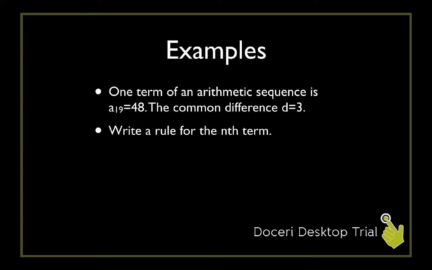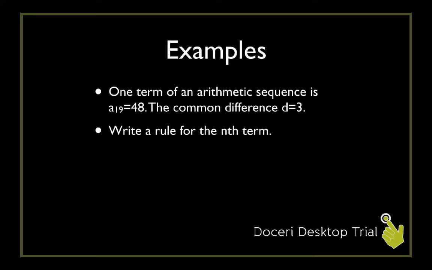So one term of an arithmetic sequence is a sub 19 equals 48. The common difference is d equals 3. So what I want to do is write a rule for the nth term. Notice that I said I need two things: I need the first term and the common difference. I don't have the first term. So what I'm going to do is use this formula to figure out what the first term is. Okay, so we'll write it out here.